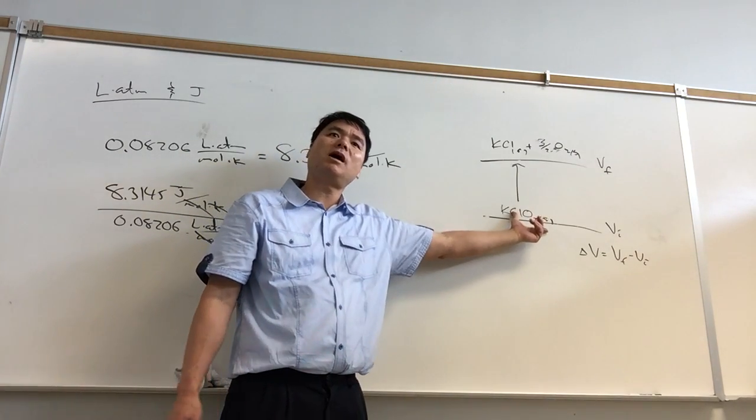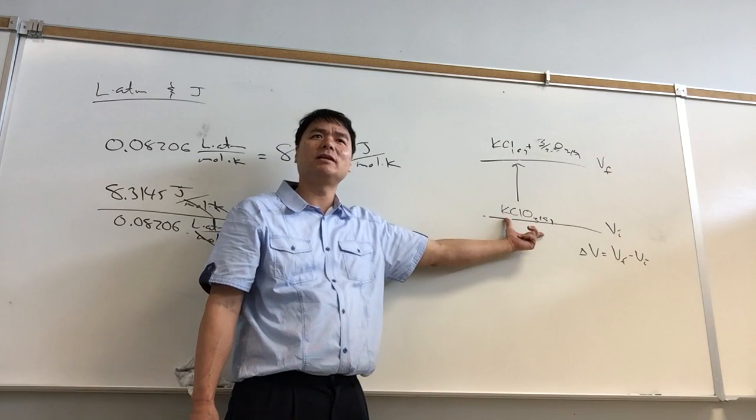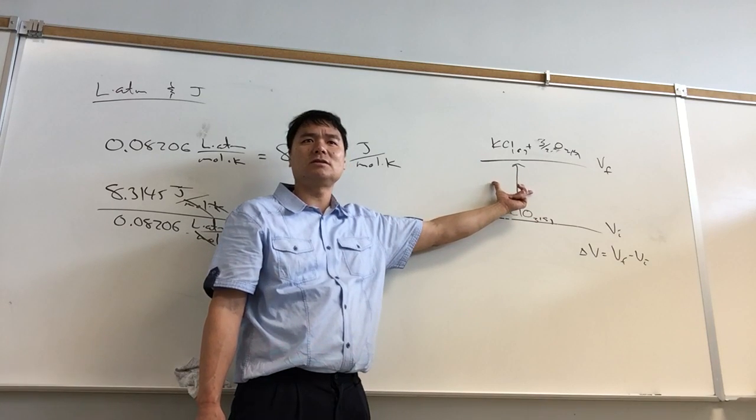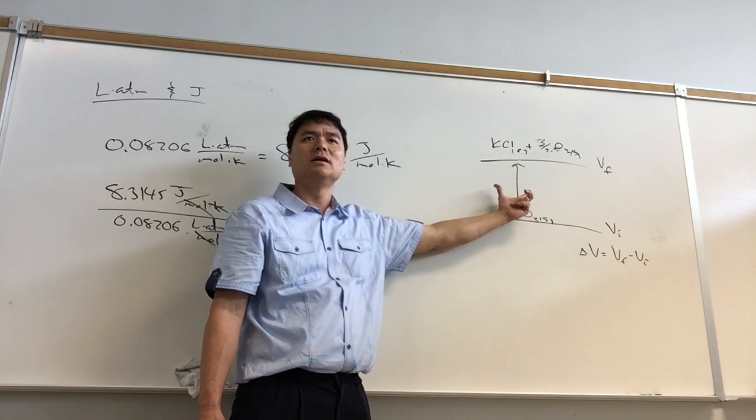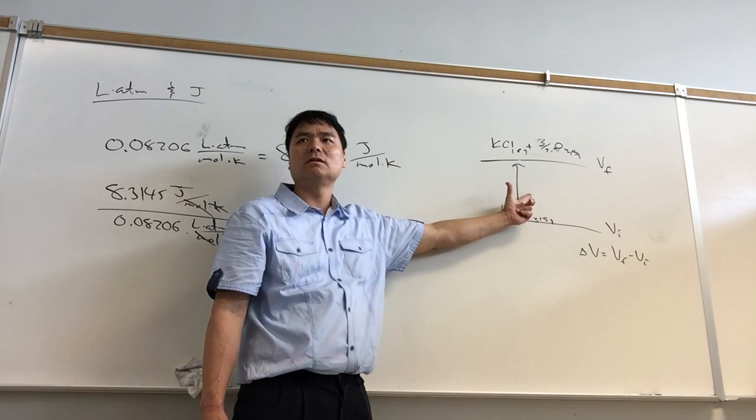Versus if we did this in a bomb, would we have to do the work? If we did this in a bomb, we wouldn't do the work. In this case, delta H and delta U are totally different. Do you see delta H and delta U are totally different because under constant pressure versus constant volume conditions, there's a difference.